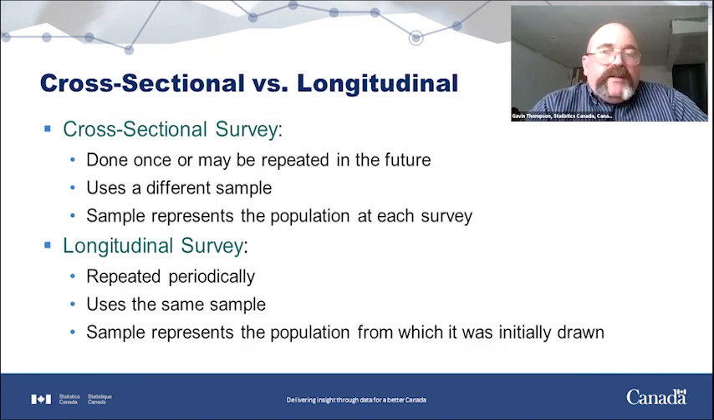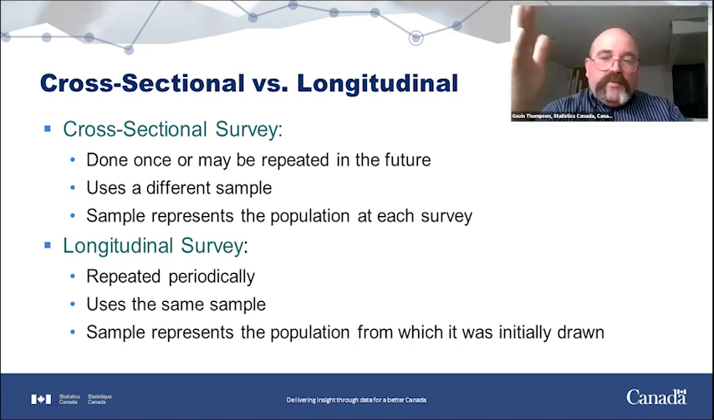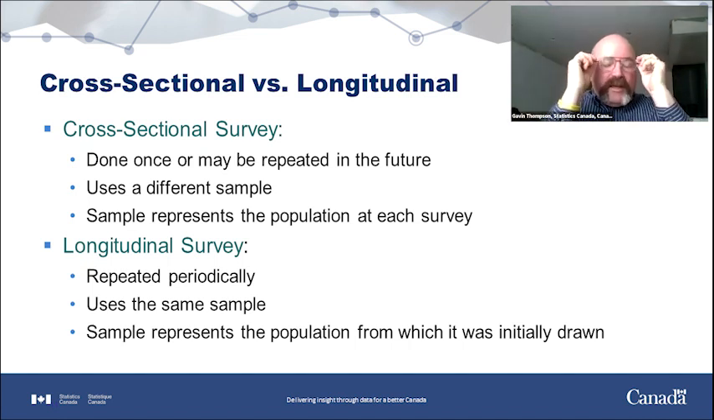We can also talk about the difference between a cross-sectional and a longitudinal survey. A cross-sectional survey means that it's done once, or it may be repeated in the future, but we're using a different sample each time. So a different group of people is selected to answer the survey. The sample represents the population at each iteration of the survey. So we go out, we want to do a survey, we collect whatever number of people we're going to interview, maybe 100, maybe 1,000. We interview them and we publish the results. Then maybe the next year we go out and do the same thing, but with a different population. Whereas with longitudinal surveys, you're now using exactly the same respondents over time.